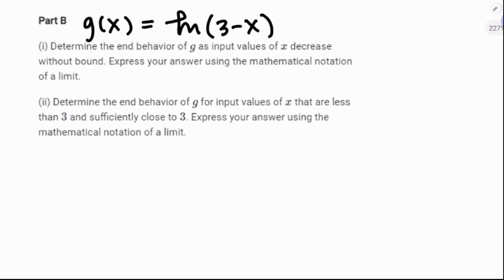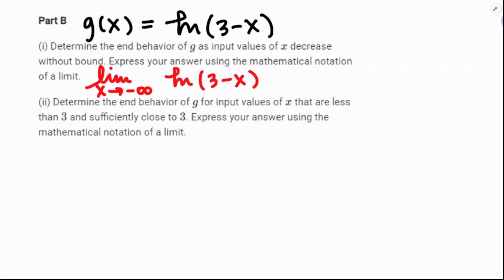But I'm sure there's going to be some way that we can look at this as values of x decrease without bound. Yes, I think I know what to do with this. So decrease without bound, that's x approaching -infinity. And as we go towards -infinity, I'm going to be taking 3 minus a large negative number. And so I need to think about what happens to the natural log of a thing as that thing gets really big and positive.